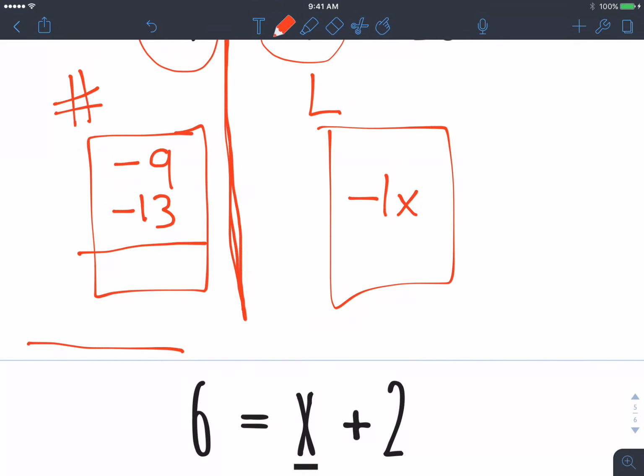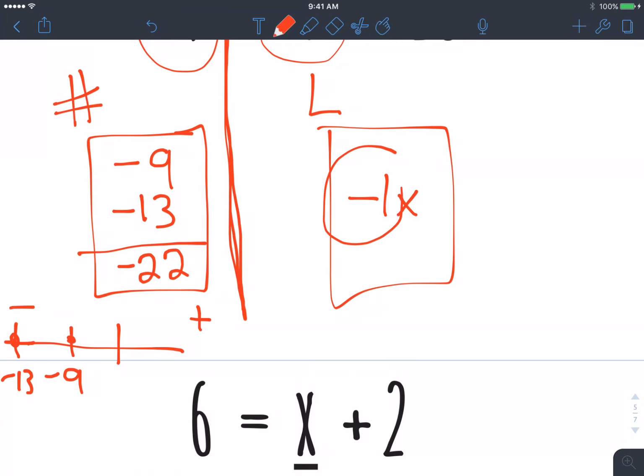Okay, again, thinking about my number line here. Everything is on the same side, so I'm going to go ahead and add those two to get these 9 and 13 together. And I get 22. And because they are all on the negative side of my number line, it's going to be a negative 22.